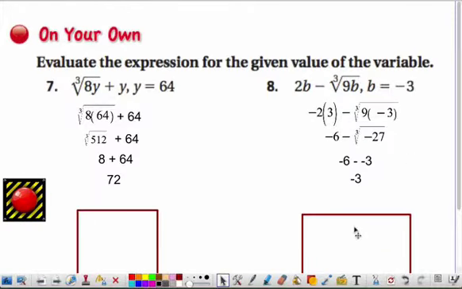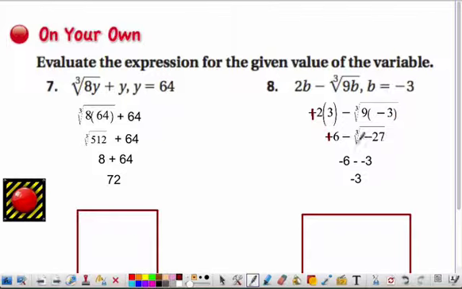Now on number 8, we've got 2 times 3 plus the cube root of 9 times negative 3. And I see that when I was typing this out, I made a mistake. That's not a negative 2, is it? That's a positive 2. So positive 2 times 3 gives us a positive 6. Bring our minus sign down. Keeping our cube root, 9 times negative 3 is negative 27.